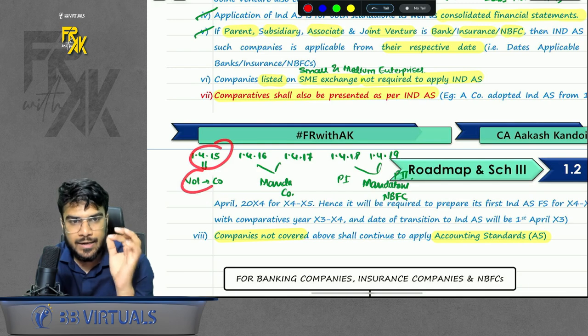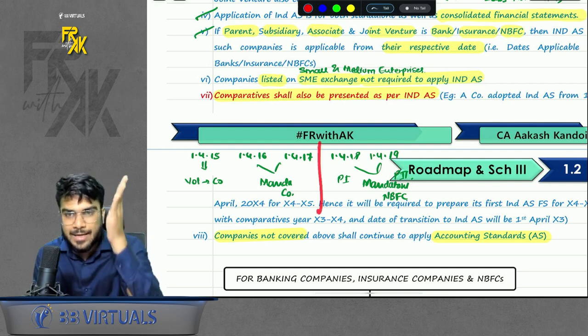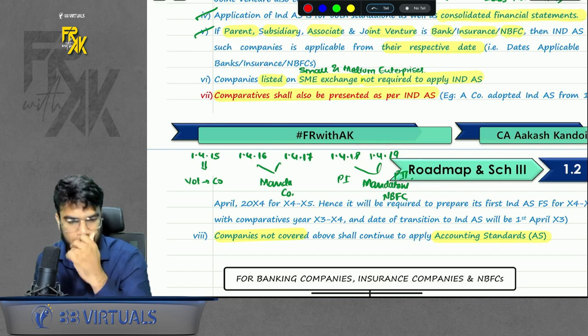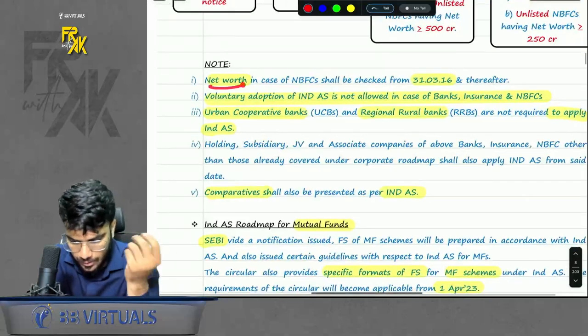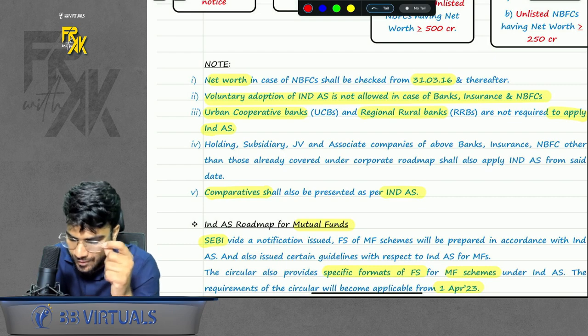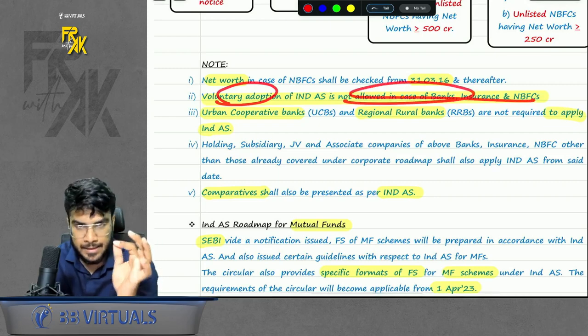15 is voluntary for company. 16, 17 is mandatory for company. Then as soon as the company's dates are over, start with NBFC. 18, 19 is for NBFC, phase 1, phase 2. So the criteria for phase 1 and phase 2 is the same as companies. Simple. Okay. Again, net worth in case of NBFCs, we shall start checking from 31st March 16 and thereafter. Okay, voluntary adoption is not allowed in these 3 cases.